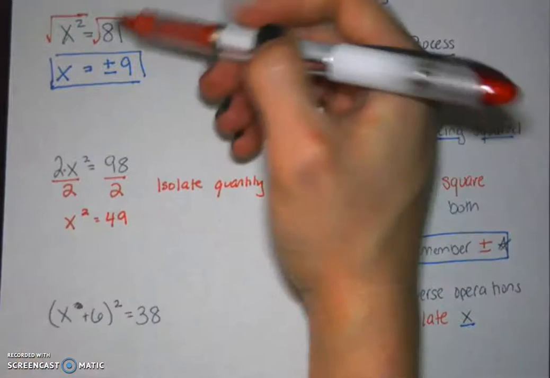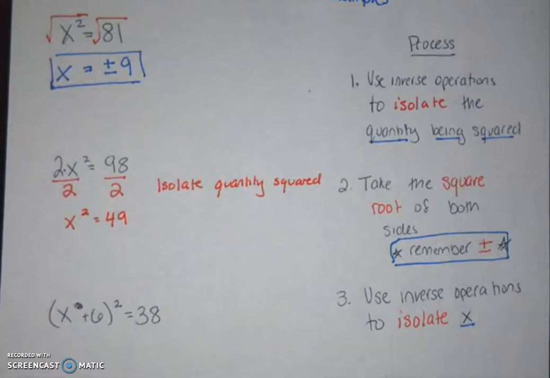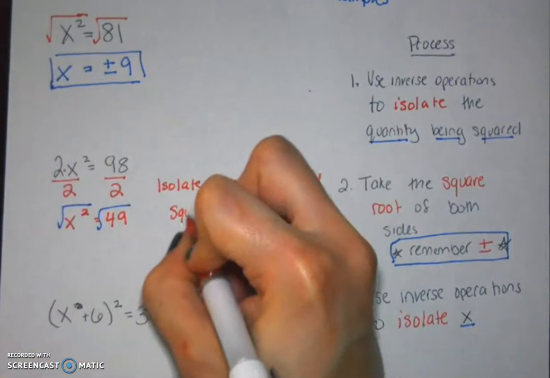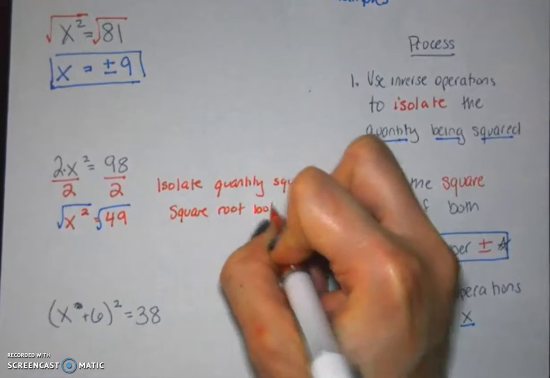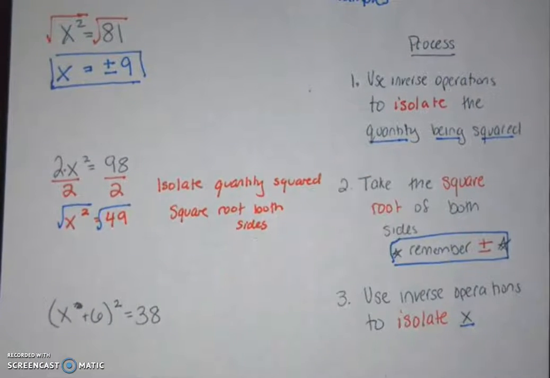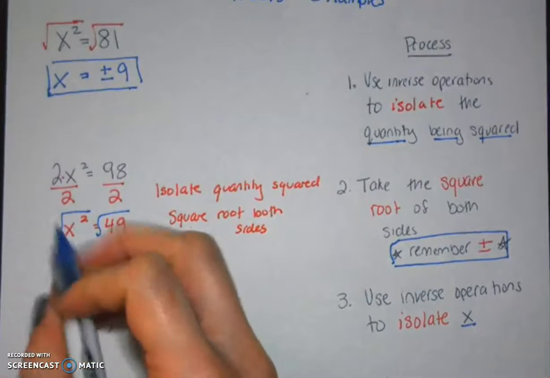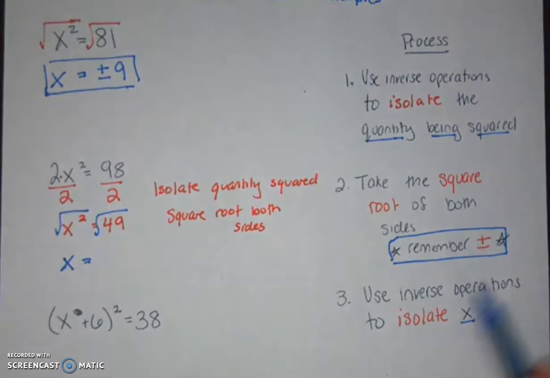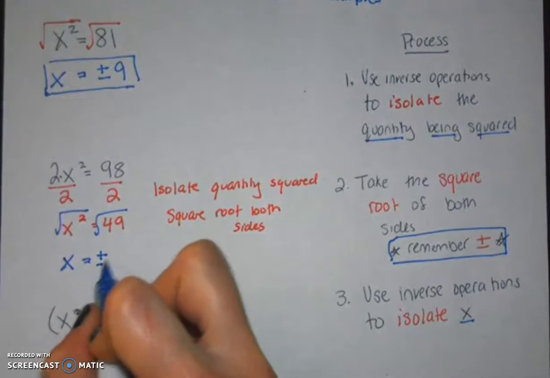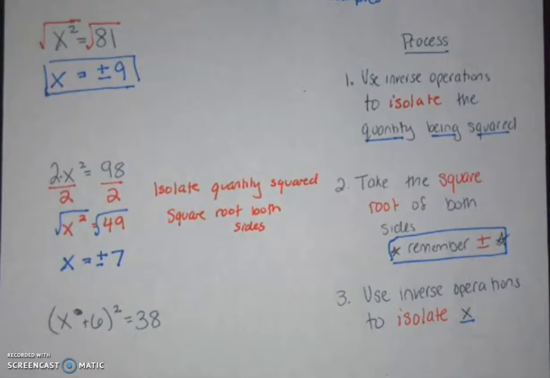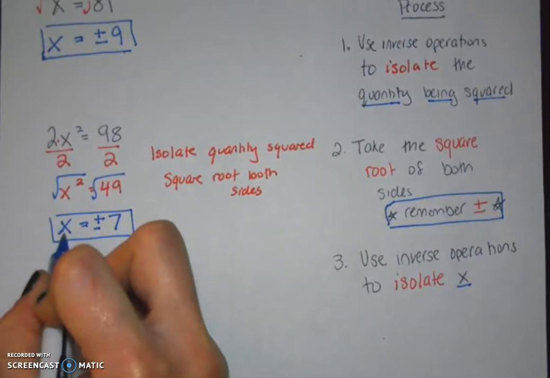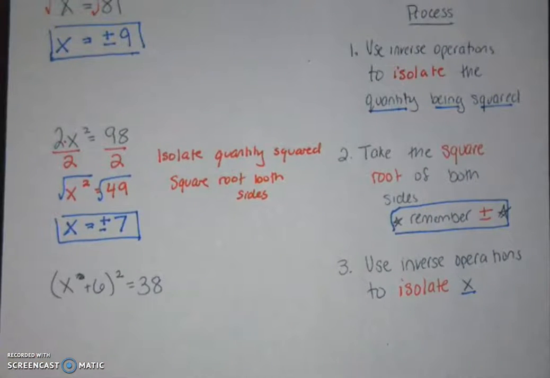Now that x squared is by itself, you see it looks like this problem here. We can square root both sides. So now that I'm square rooting both sides, we know the square root of x squared is just x. And the square root of 49, we remember our plus or minus is going to be plus or minus 7. And x is already isolated, so we don't have to do the third step.